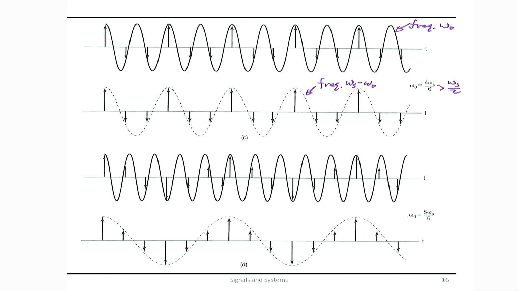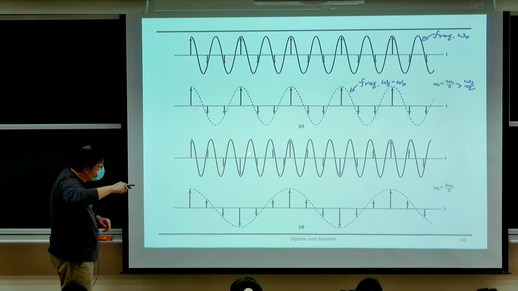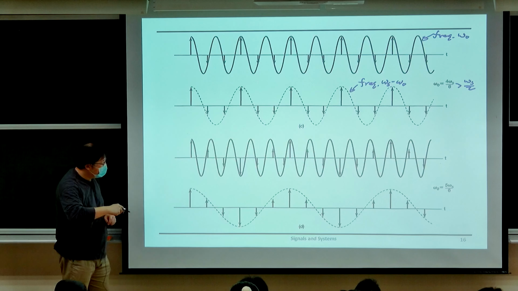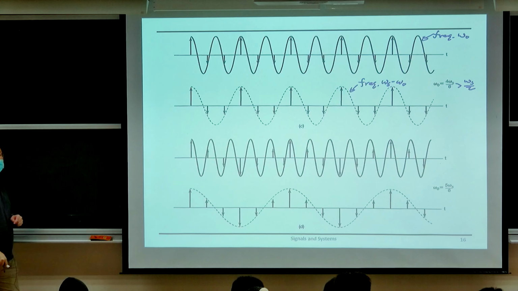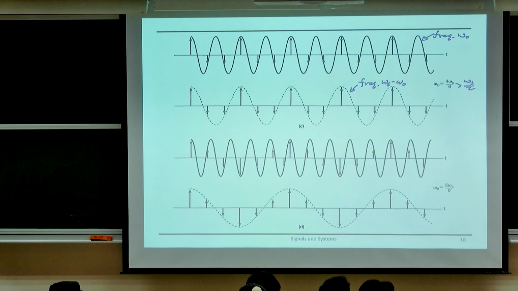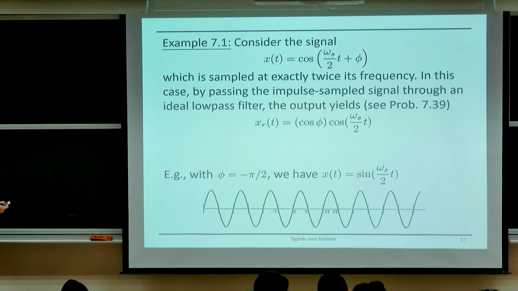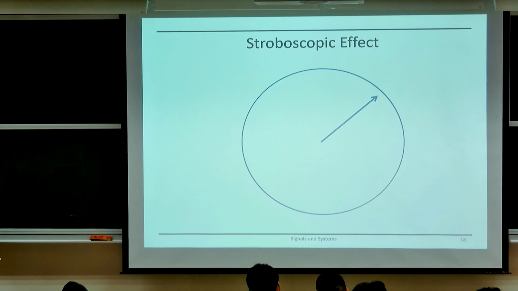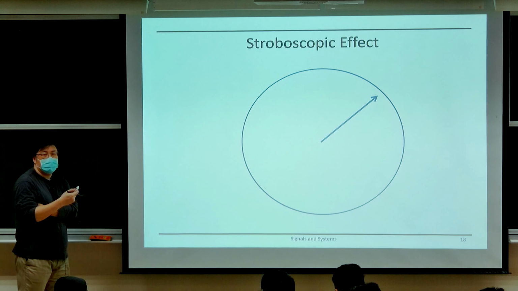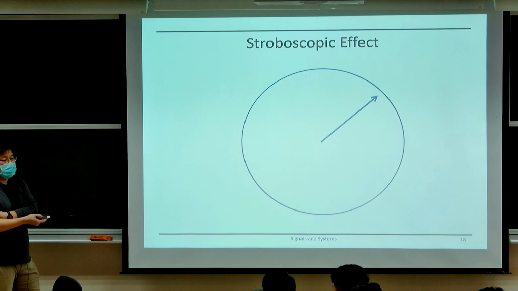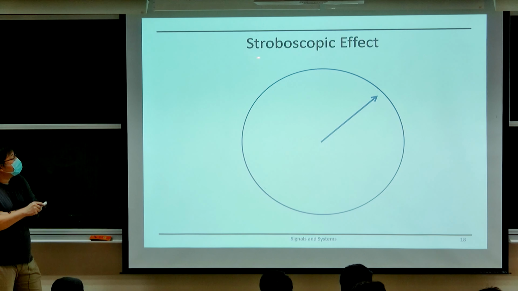Okay? And the same here, right? So even though the original signal is at high frequency, your reconstructed one is at a very low frequency. So this is also the cause of what we call the stroboscopic effect. Okay, so let me skip over this example for now. So this is also the reasoning behind what you call a stroboscopic effect.